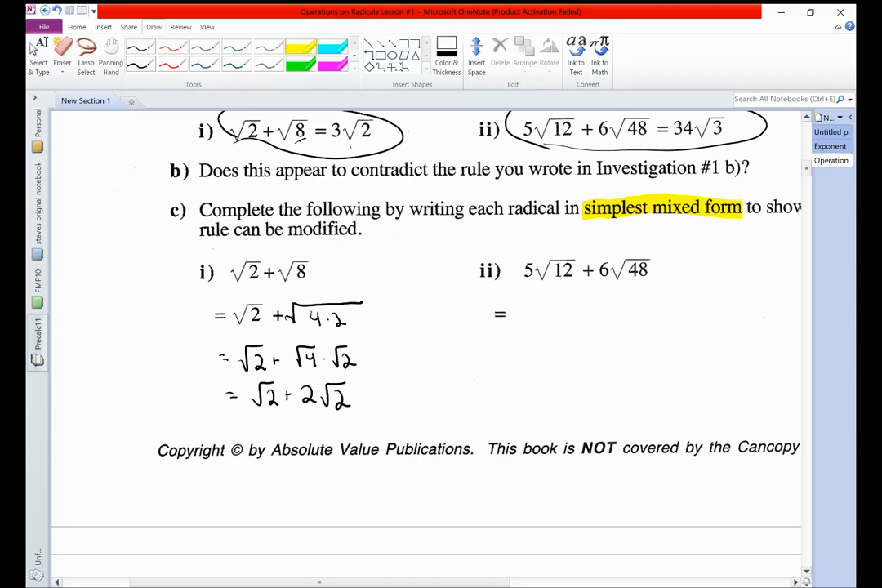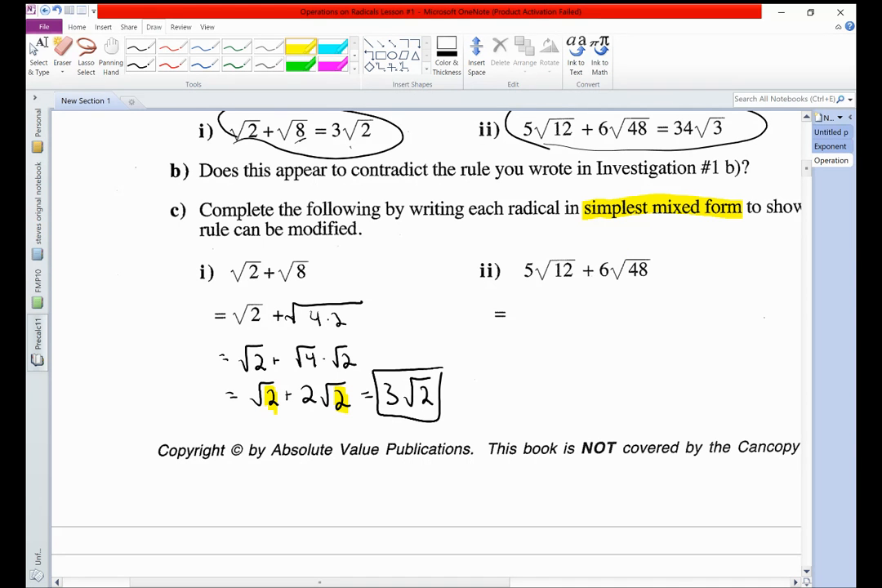So now you can see I've converted that. So we have the same radicand and they're both square roots. So now I have square root of 2 plus the 2 times the square root of 2 means that I have 3 root 2. And that's the answer. So it's just about converting into the simplest mixed form. So you can see here that we have 5 multiplied by square root of 12 plus 6 multiplied by the square root of 48.